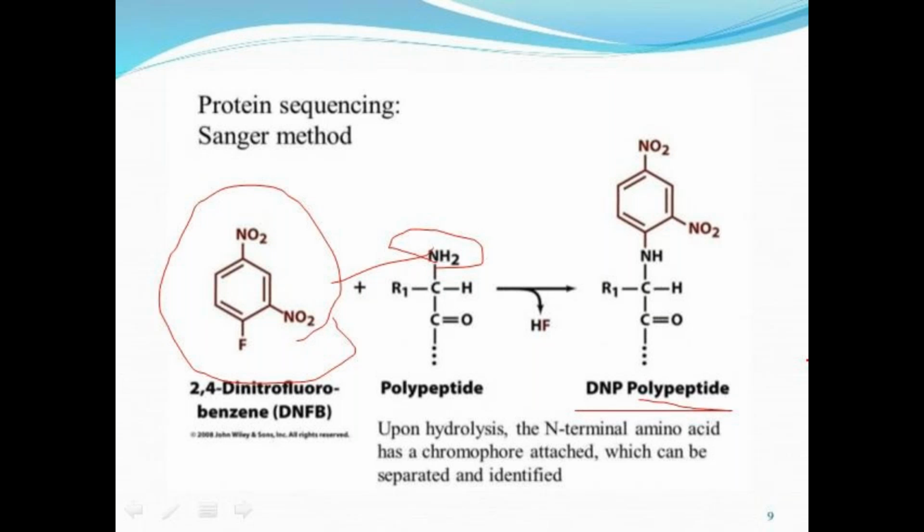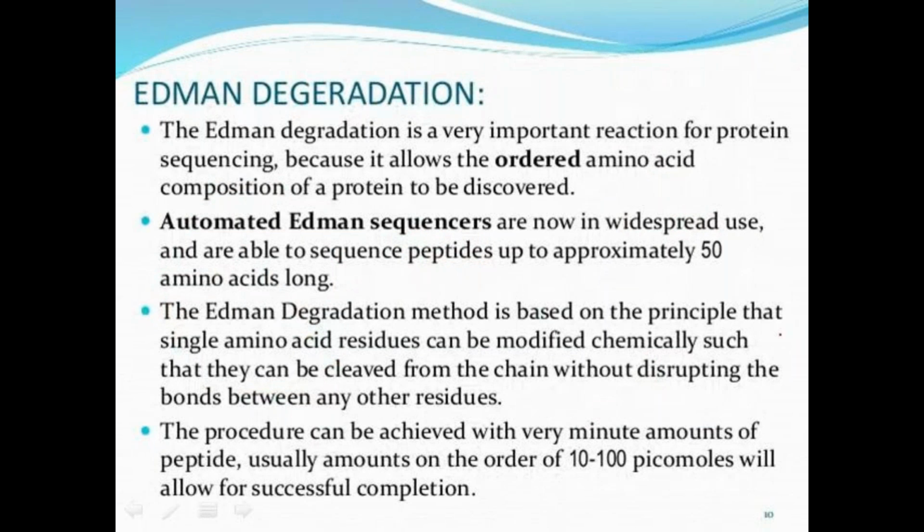Dinitrophenyl amino acid. After this, partial hydrolysis by different enzymes, by proteolytic enzymes, gives the amino acid composition. And this is protein sequencing by using Sanger's method. Next, coming to the Edman degradation. He mainly determined the ordered amino acid composition. The ordered amino acid composition is mainly determined by the Edman degradation method.